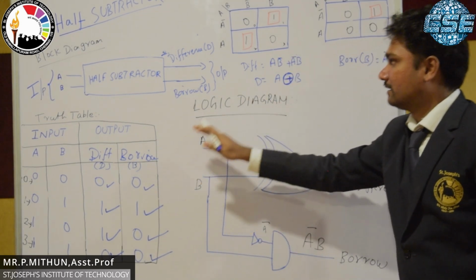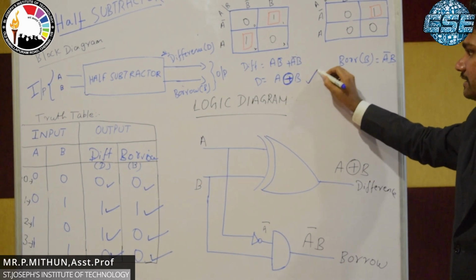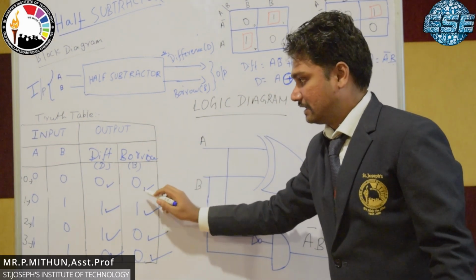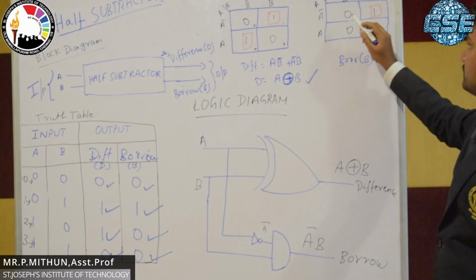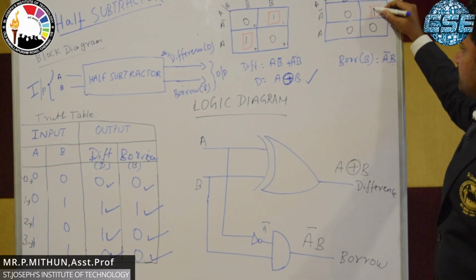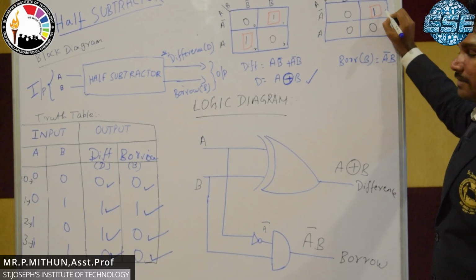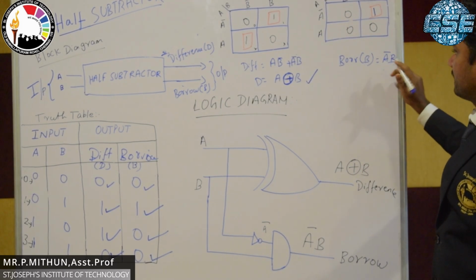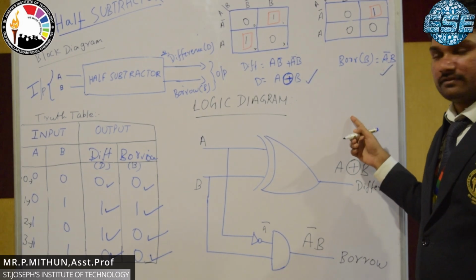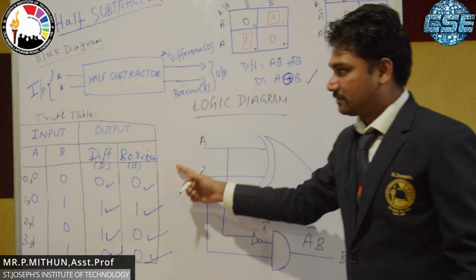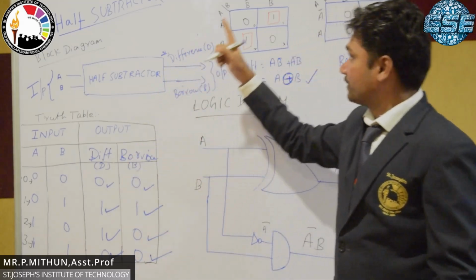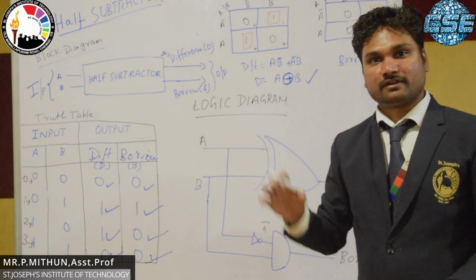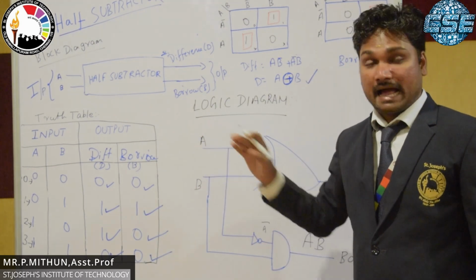From the truth table we can identify the difference equation. So the same procedure is followed for borrow also: 0 1 0 0 0 1 0 0. For that equation we want to generate, we can map the 1. So from this one, A bar B, we can get the equation for borrow also. From the truth table we can produce the equation for difference and borrow. The same procedure is followed for half adder also.